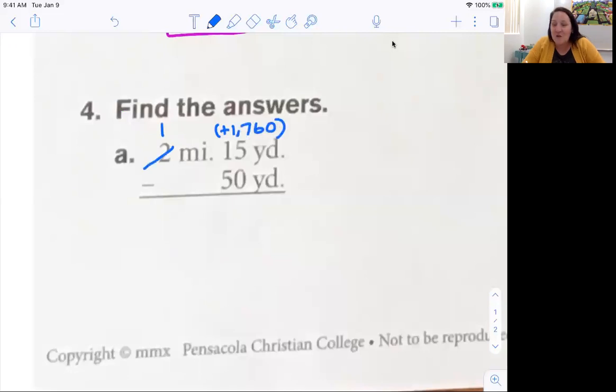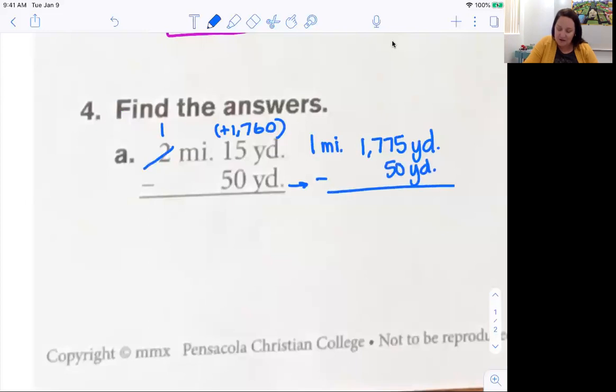1,760 yards in 1 mile. So we have to add 1,760 plus 15. Let's rewrite our problem. Remember, whenever we subtract and we have to borrow, we rewrite the problem. 1 mile, 1,775 yards, because 1,760 plus 15 is 1,775, minus 50 yards.